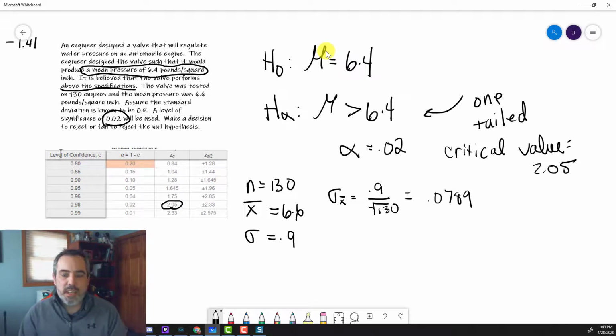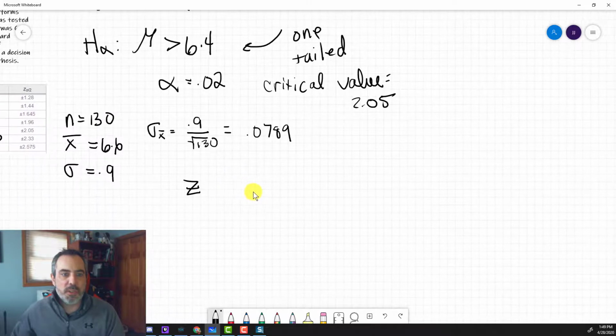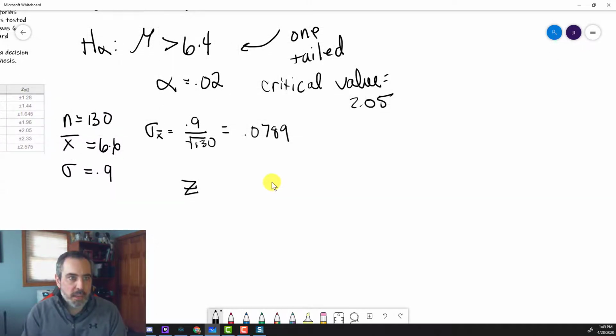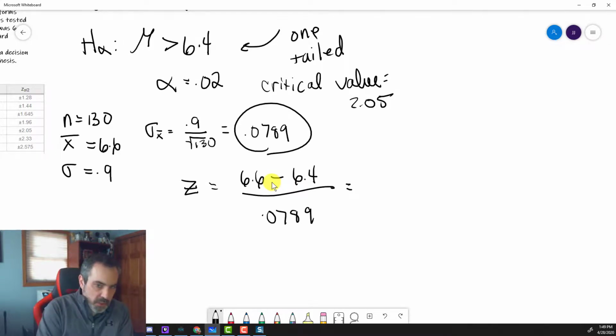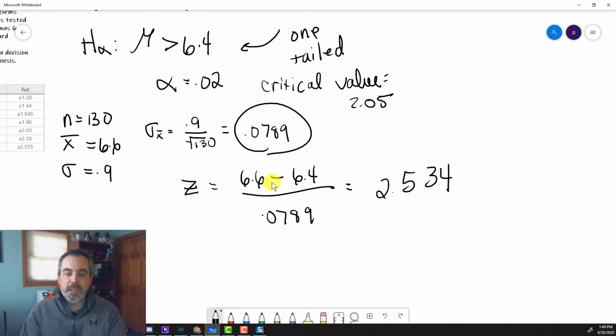And I'm going to use that same z-score test that I used before. The test value was 6.6 minus my assumed value of 6.4, divided by this 0.0789. That gives me a z-score of 0.2 divided by 0.0789, which is 2.534. Now, this is higher.